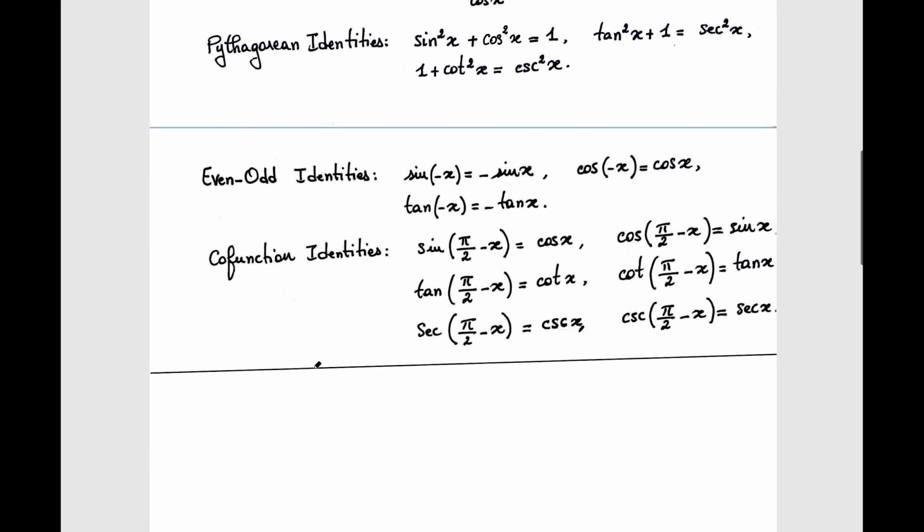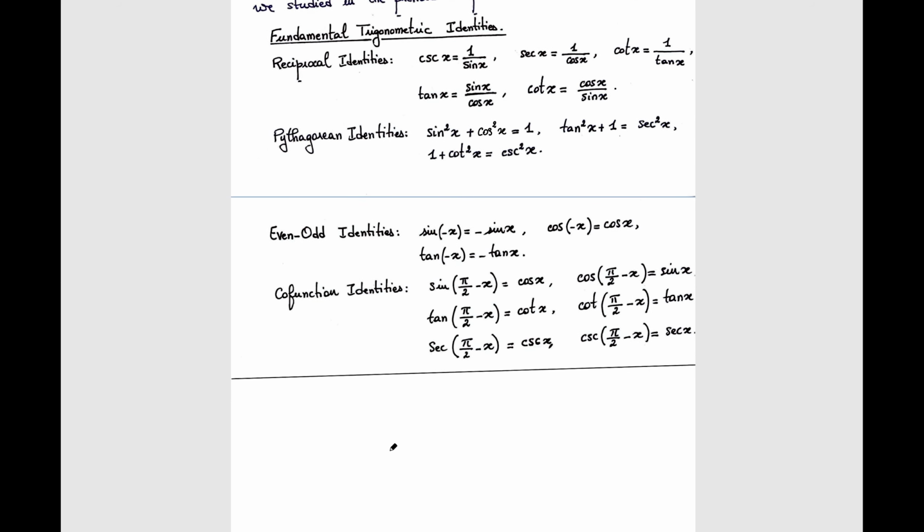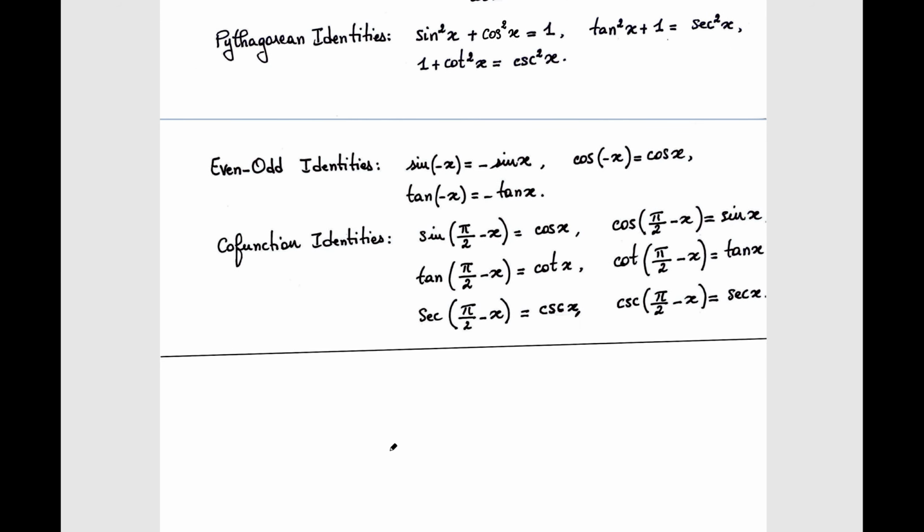And the last set of identities, which we refer to as the cofunction identities: sine of pi over 2 minus x is cosine of x. Cosine of pi over 2 minus x is sine of x. So sine and cosine are cofunctions. Tangent and cotangent are cofunctions as well, and sec and cosec. All of these properties that we developed in this course hold for all real numbers x as long as both sides of the equation are meaningful.